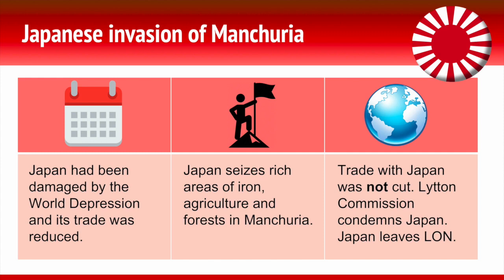There was a commission, which was known as the Lytton Commission, that condemns Japan for these actions, but it doesn't go any further than that. It did not suggest that a military action should be taken upon Japan, but because Japan is criticized by this commission that took over a year to establish, essentially they leave the League of Nations in protest.